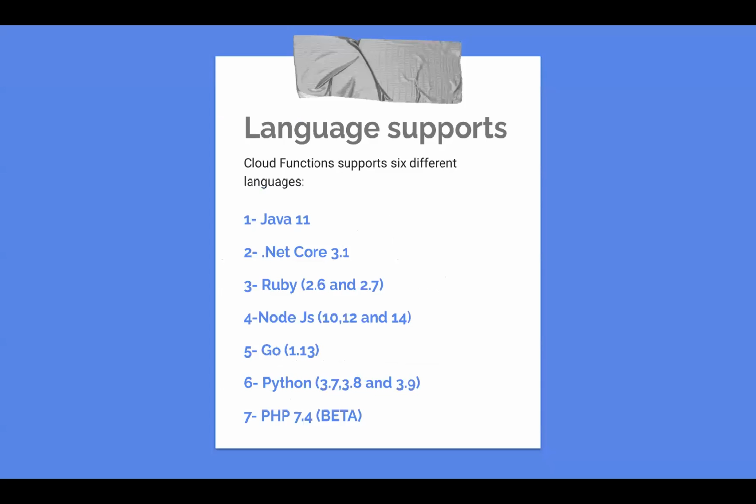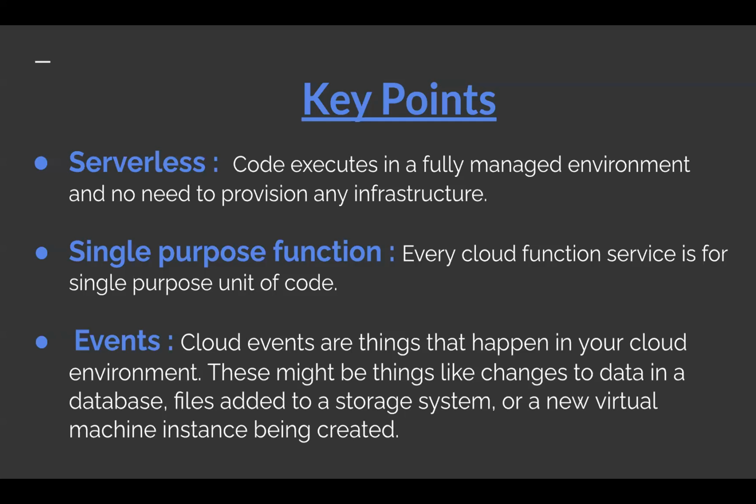Google Cloud Function supports these languages. You can write the code for Cloud Functions in languages like Java, .NET, Ruby, Node.js, Go, Python, and PHP. These are the versions which are supported on Google Cloud Function. Now we will see some key points used in Google Cloud Function.